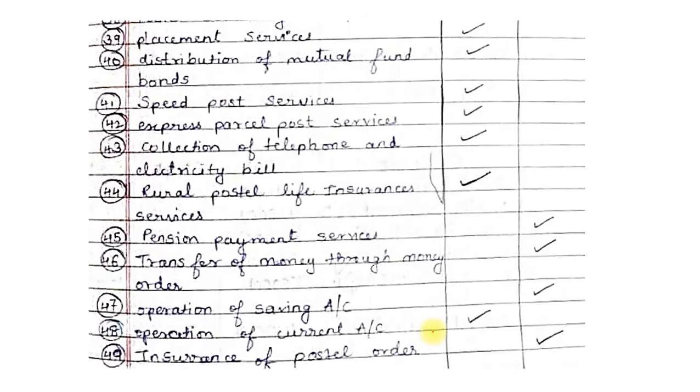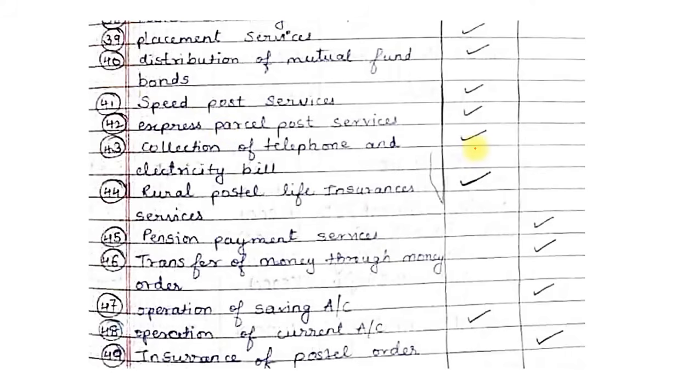Okay. Next, placement service. Again, it is a service being provided. It will be taxable. Distribution of mutual fund bonds, taxable. Speed post is like, see, if it were a normal postal service, non-taxable, but speed post, that's like a luxury thing which you're asking for. Like it's a first class thing you're asking for. It will be taxable. Express parcel, again in the same explanation, it will be taxable.